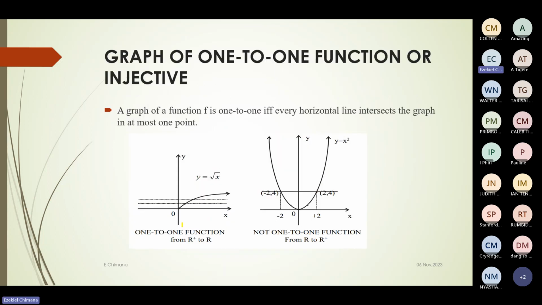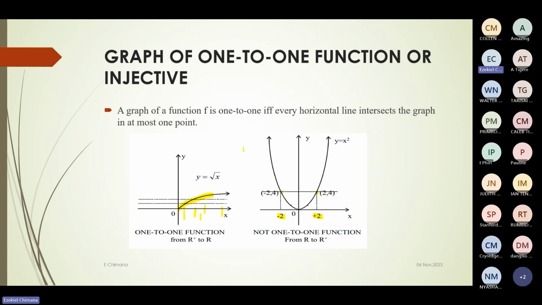Then the graph of a one-to-one or injective function. This one, it's a one-to-one function. Why? If you look at this graph, for every value of x we have a different, single value. So this one is mapped to only this value. But this other one is not a one-to-one function, because at -2 we are going to have a 4, and at +2 we are going to have a 4.